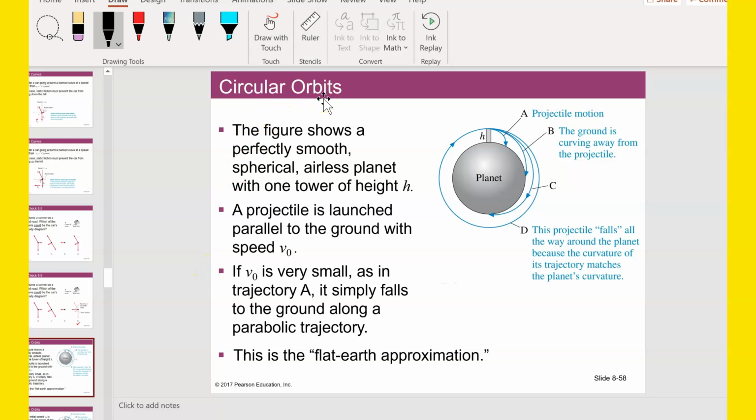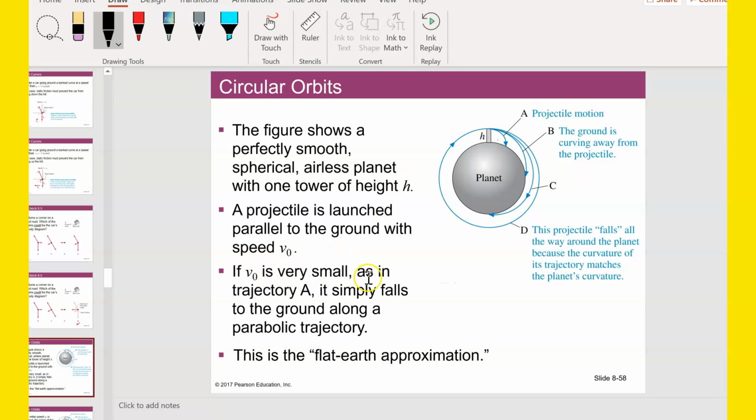Circular orbits. The figure shows a perfectly smooth, spherical, airless planet with one tower of height h. So there's this planet. You have a super tall tower, obviously, if it's comparable to the size of the planet right there. A projectile is launched parallel to the ground with speed v0. So imagine standing on top of this super tall tower and throwing a projectile straight off the building, parallel to the ground.